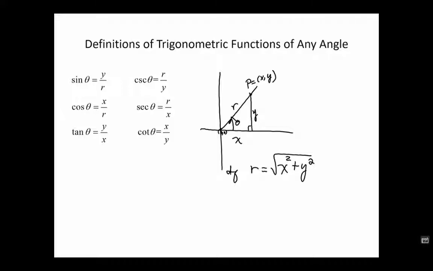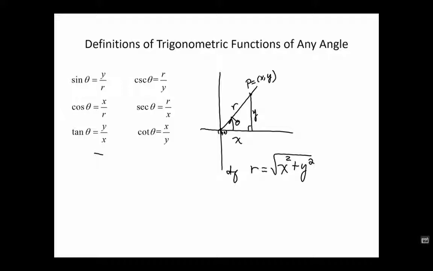Just reviewing the definitions. The sine of theta is y over r. Cosine of theta is x over r. Remember we said that the cosine is the adjacent side of angle theta divided by r, in this case the length of the hypotenuse, which is now labeled as r. The tangent of theta is the length of the side opposite angle theta divided by the length of the side adjacent to angle theta. So tangent theta is y over x.